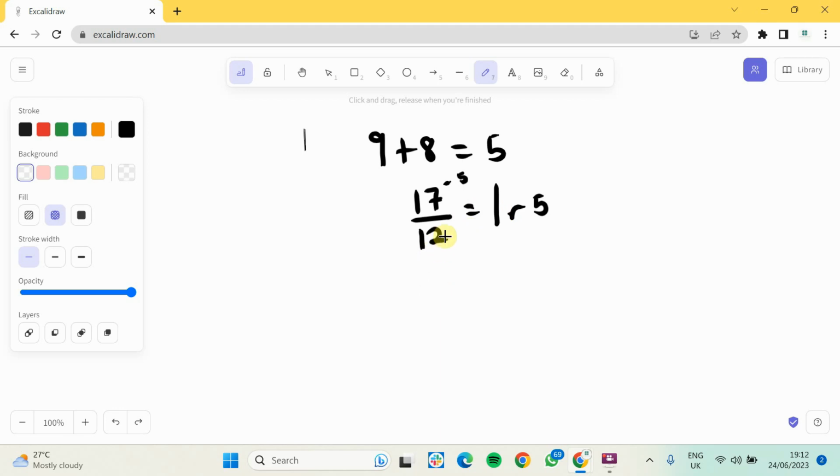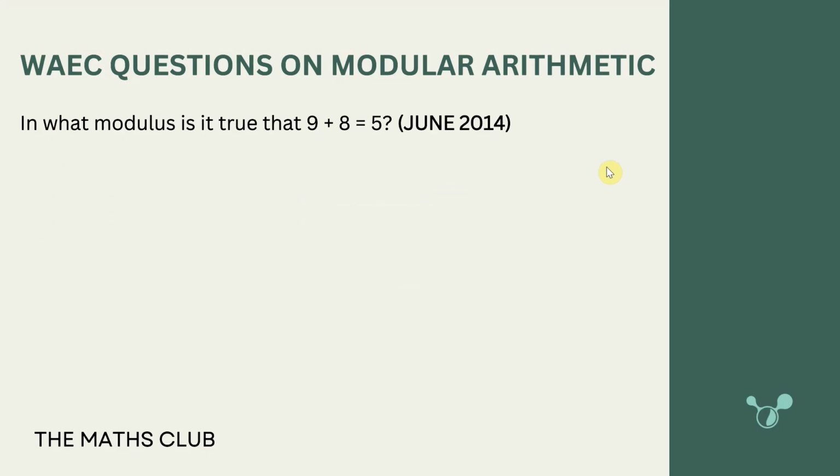So that means the modulus that I'm going to be working with, which is the divisor, is going to be 12. So this particular operation happened in mod 12. Let's see if we're correct. So that will be option C. Great.